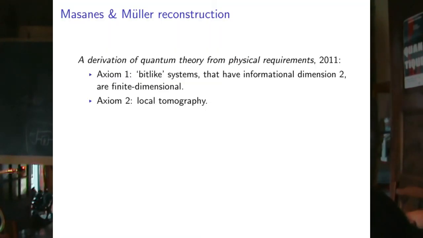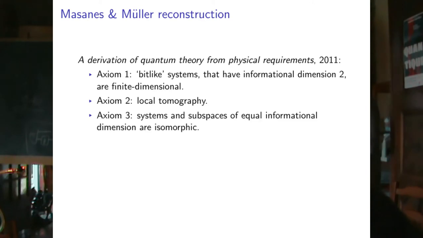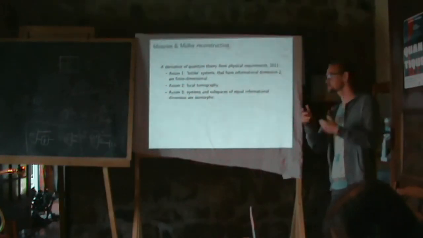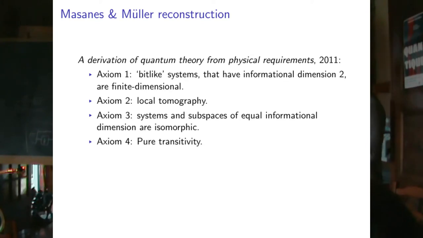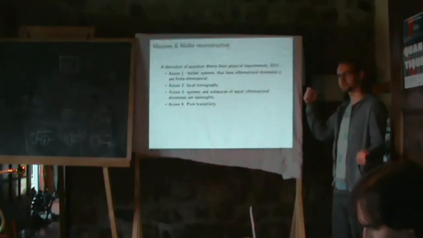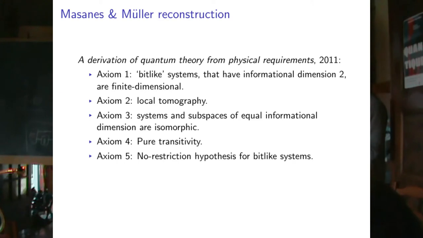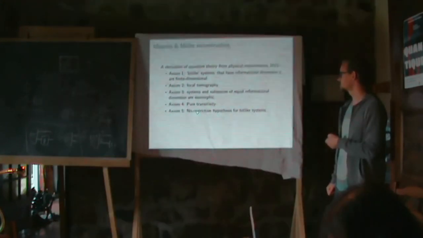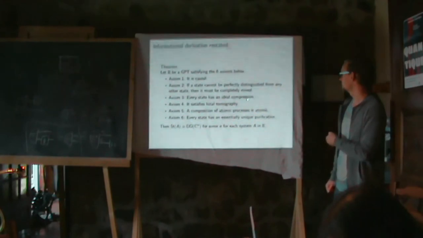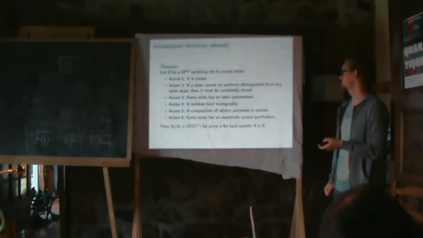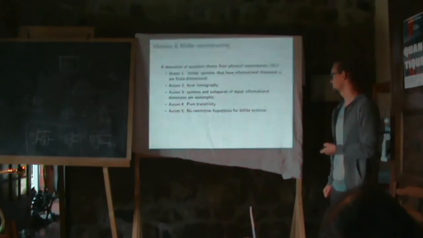Axiom 2 is local tomography. Axiom 3 is again a filter axiom, so it says that if I have systems or a subspace of a system that are of equal informational dimension, then they must be isomorphic, and isomorphic here means I have a reversible transformation between the two systems. Axiom 4 says I have pure transitivity, so any two pure states are linked by a transformation. And 5 says we have the no restriction hypothesis for bit-like systems. Although they also argue that you can replace this axiom by another one, because you can derive this from the no restriction hypothesis.